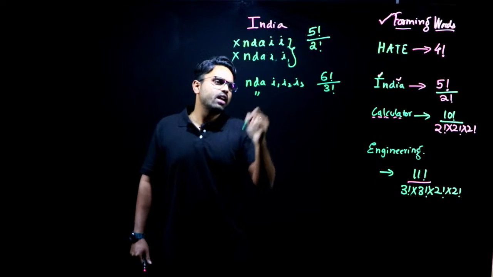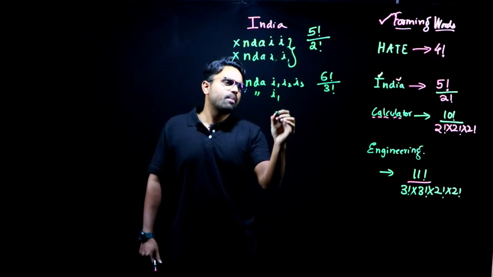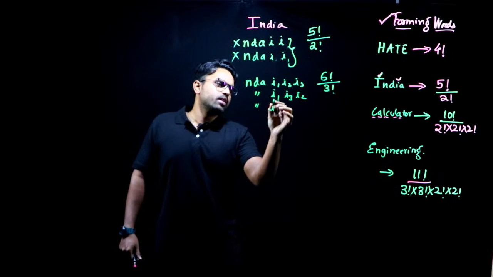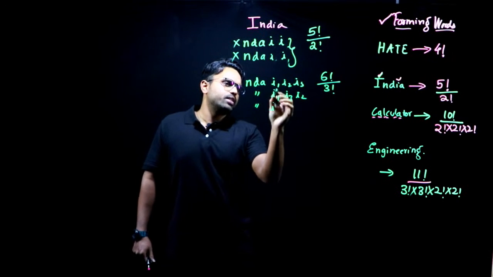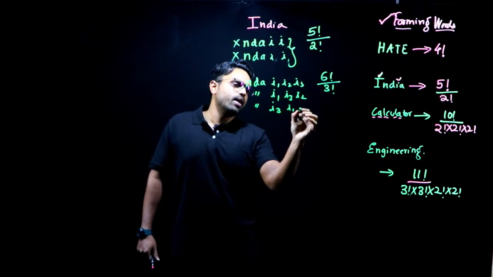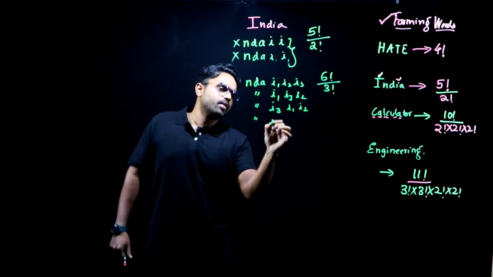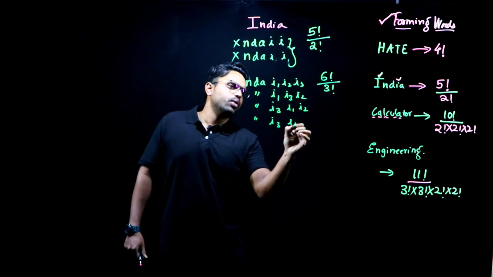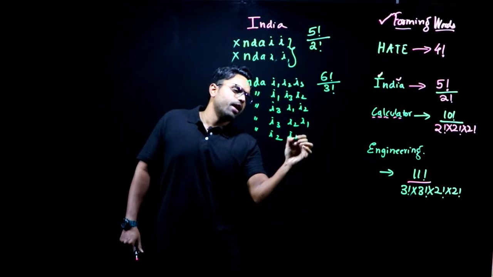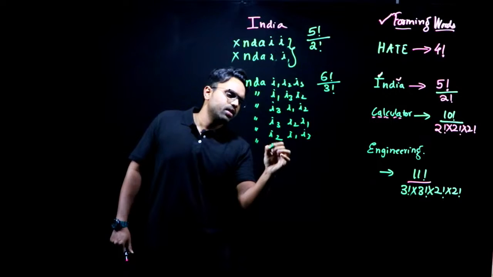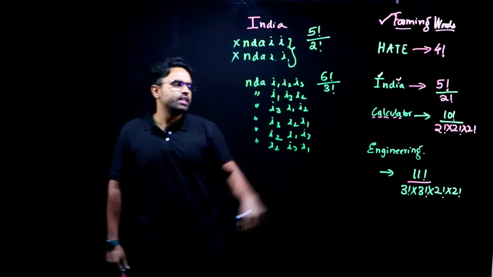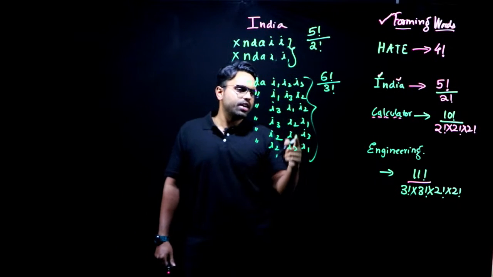Look here. NDA will come the same way. Next thing that can happen is I1, I3, I2. Next, I1 is done, I1, I2, I3 is done, so I will have here I3, I1, I2. Next, I3, I2, I1. Next, I2, I1, I3. Next, I2, I3, I1. Yes, all these 6 cases need to be eliminated.